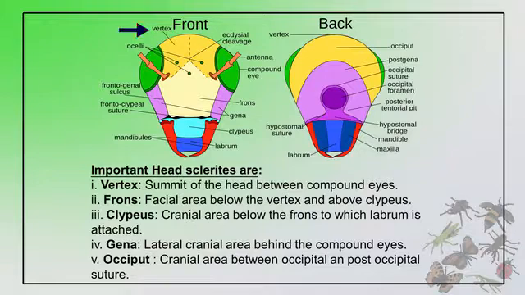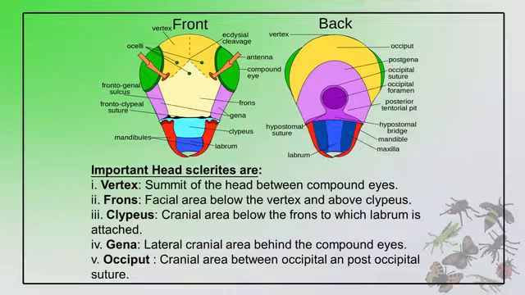First one is the vertex, the summit of the head between the compound eyes. Then comes the frons, the facial area below the vertex and above the clypeus. And the third one is the clypeus, the cranial area below the frons to which the labrum is attached. Next comes the gena, the lateral cranial area behind the compound eyes. Then the occiput, the cranial area between the occipital and post-occipital sutures.